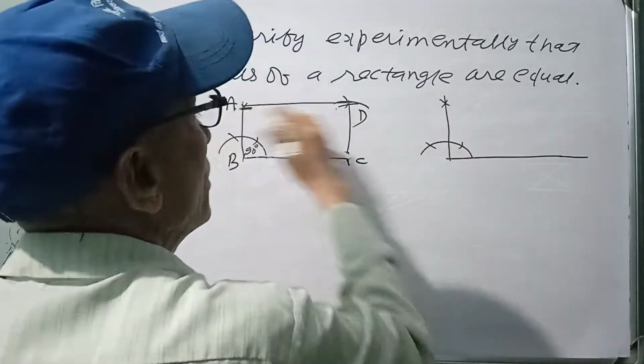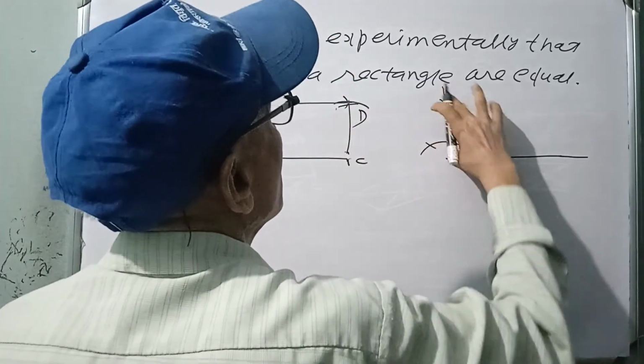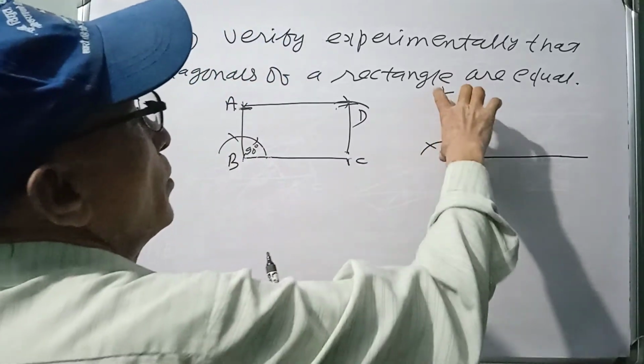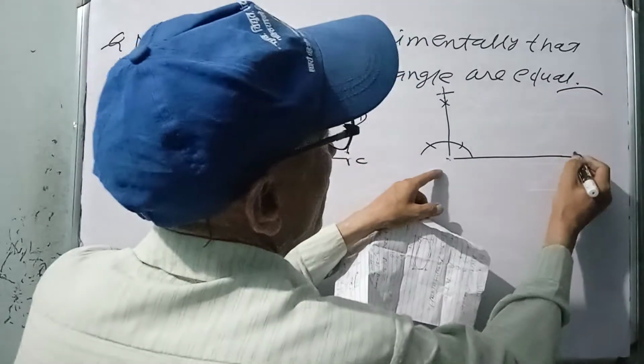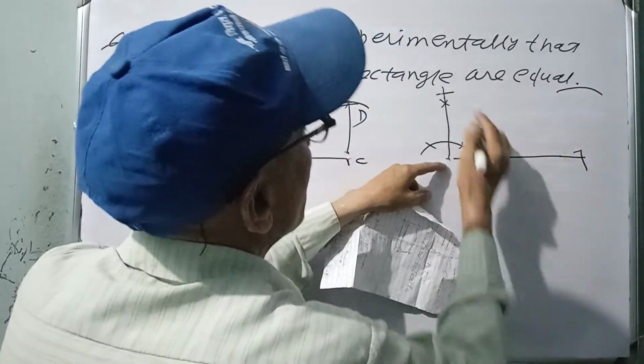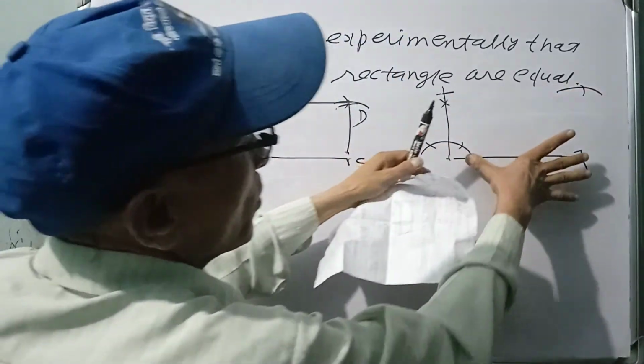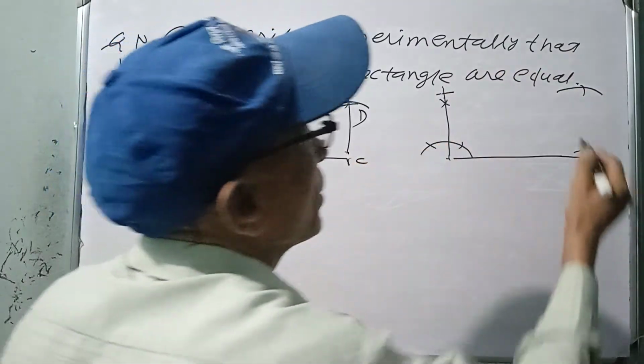Make a 90 degree angle. Extend this slightly more, take equal length on the opposite side. Here also take equal length, opposite side. Cut arcs from here to make equal arcs.